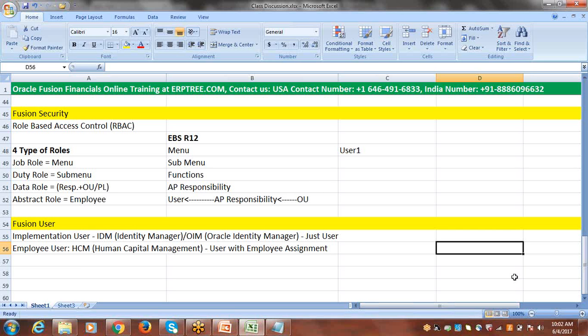Any questions here, please? We'll discuss how these two work in the system, but based on this point, any questions, please? Okay, no questions. Fine.